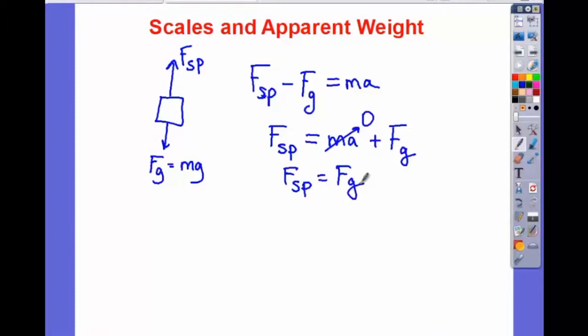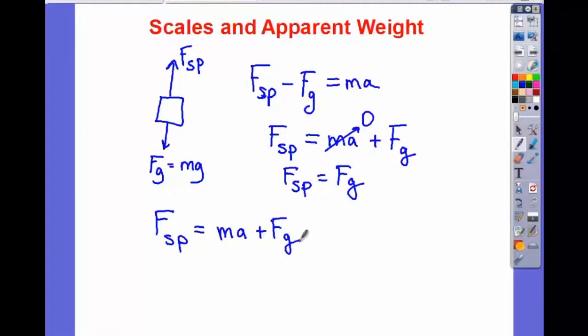We will be using spring scales this year. Some of the scales in your home would be using springs. So we typically call that the spring force. However, what if the scale itself is accelerating? If I take my equation, the spring force, which is the reading on the scale, is equal to ma plus Fg, then I could see how a scale could read something that is not my weight.